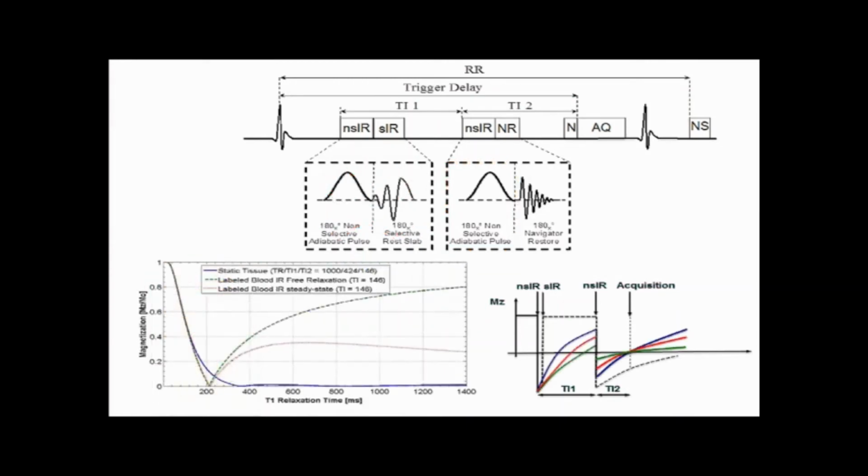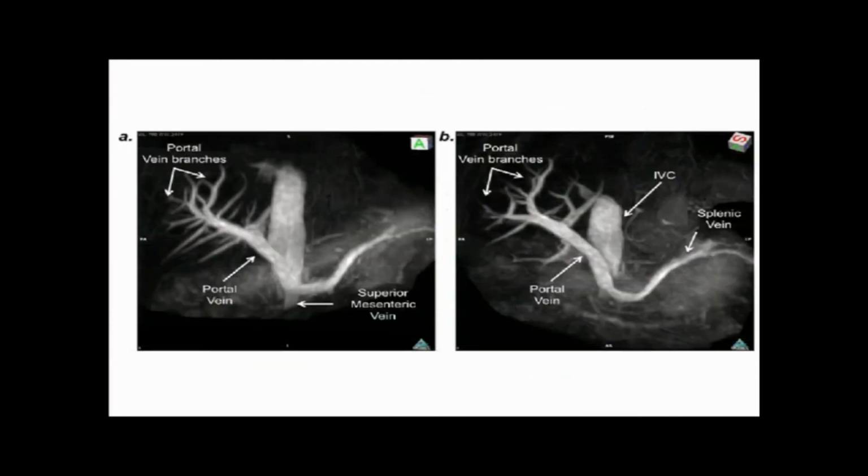If we put this together, we can suppress the signal of the background tissue while still getting a signal from the labeled blood. This then can lead to quite nice angiograms as shown here, that you can use to guide, let's say, the plaque imaging sequences.